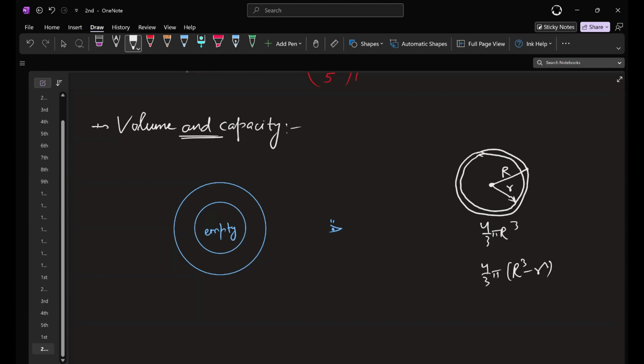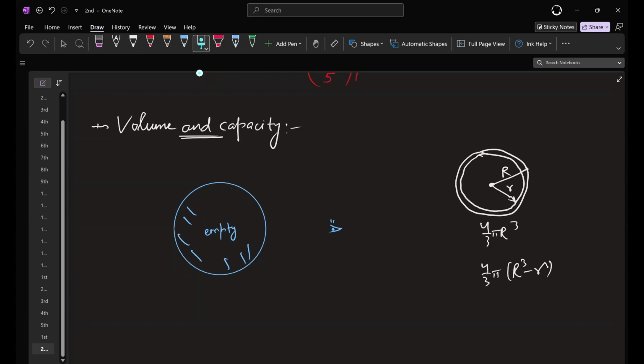But when we are talking about capacity, capacity is all the space which can be filled by anything. Say here, let's say this is empty and this is solid. This is a solid thing, and only the inside is empty. So if we want to fill the inside of this container, what volume would we be able to fill? This volume only, right? Because this volume is already occupied.